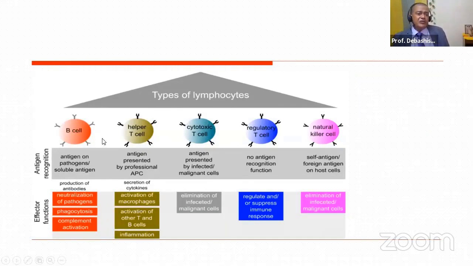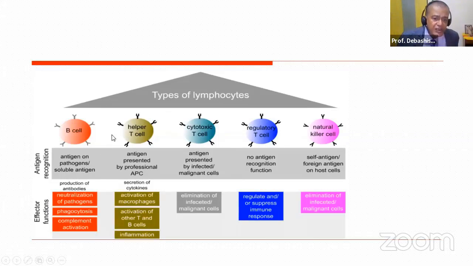The types of lymphocytes can be B cells, helper T cells, cytotoxic T cells, regulatory T cells, natural killer cells. B cells, on antigen exposure, antigen on pathogens and soluble antigens, cause production of antibodies, and they neutralize the pathogens, they cause phagocytosis, they cause complement activation. These are their effector functions.